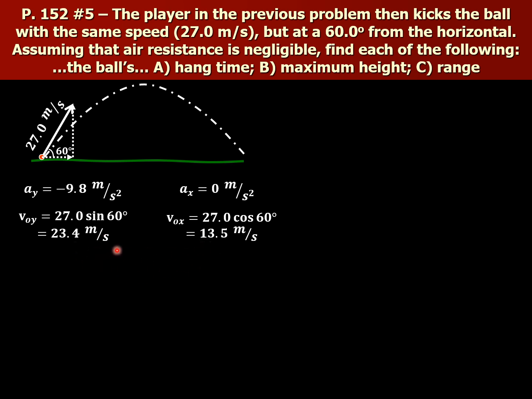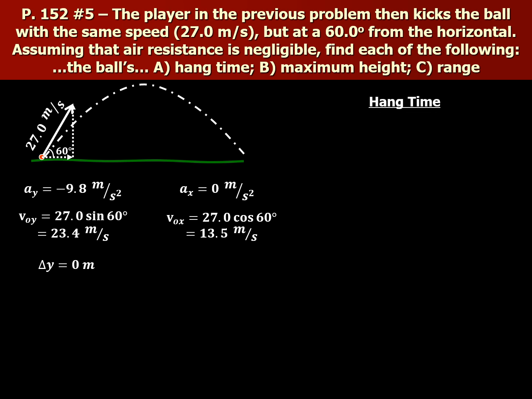Now if you notice before, these two kind of switch. By kind of, I mean they do, because the sine of 60 and the cosine of 30 give you the same thing, and we had cosine of 30 over here on the previous problem. So essentially we get 27 sine of 60, which was the same as 27 cosine of 30 for the x direction on the previous problem. So those two velocities essentially switch. And then our displacement in the y direction is going to be equal to 0 again.